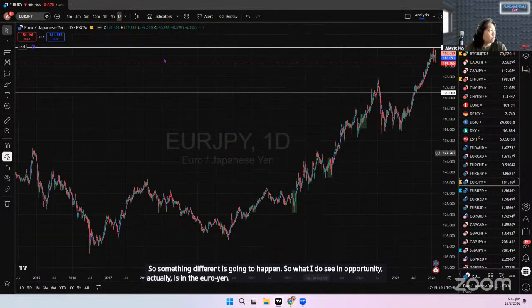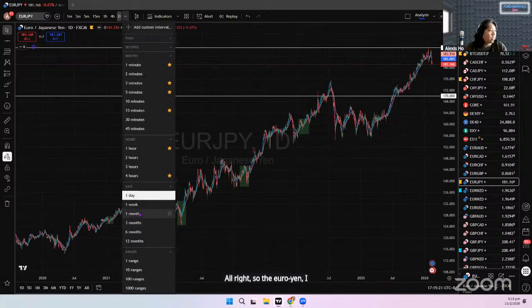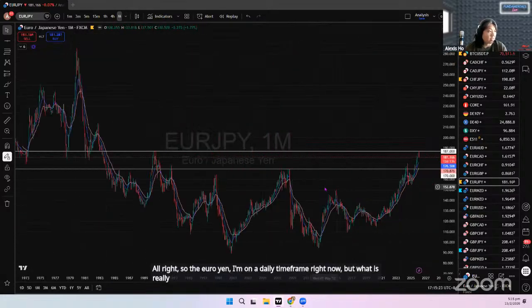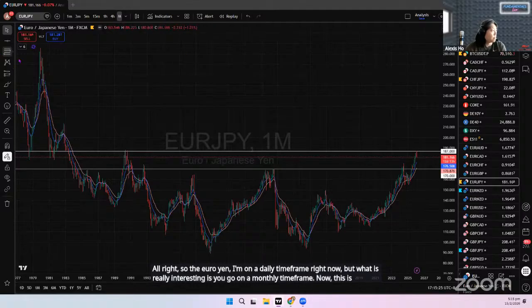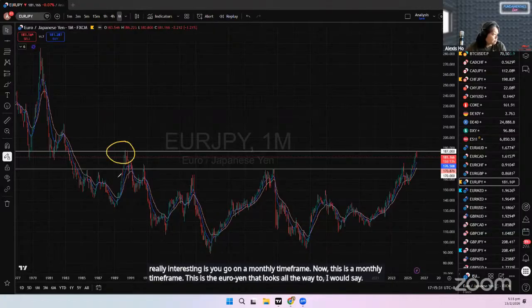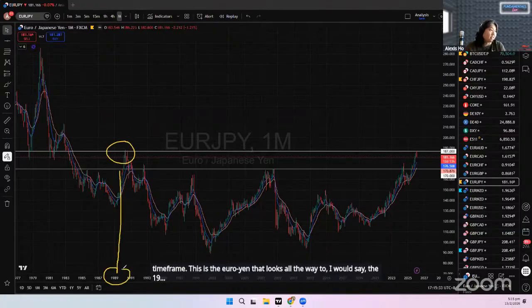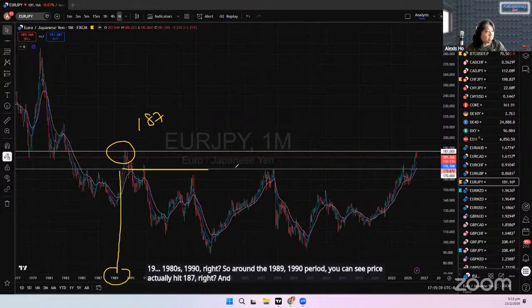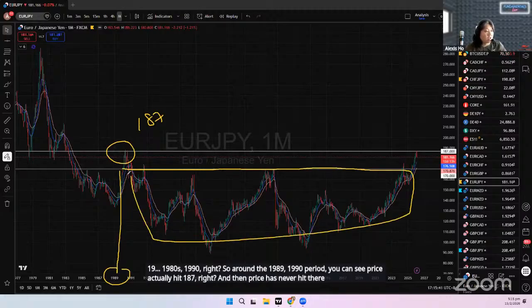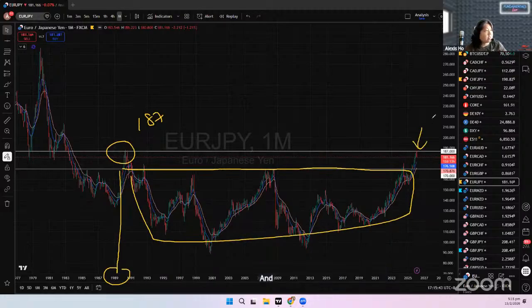All right, so now the euro yen, I'm on a daily time frame right now, but what is really interesting is if you go on a monthly time frame. Now, this is a monthly time frame. This is the euro yen that looks all the way to the 1980s, 1990, right? Around the 1989, 1990 period, you can see price actually hit 187, and then price has never hit there before. And all the way very recently, I think just last month, it kissed 187 again.